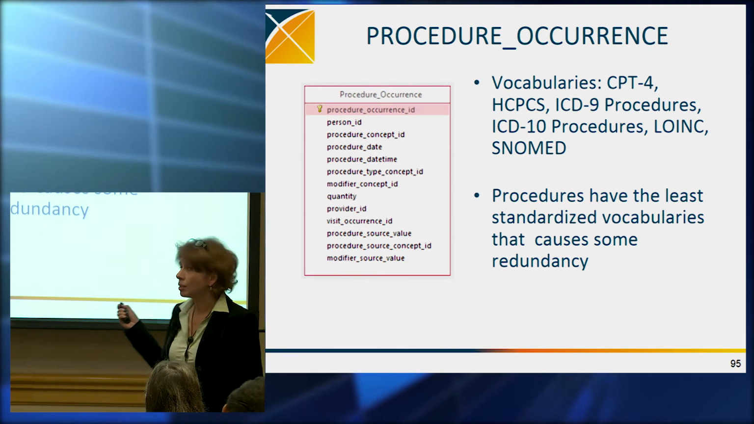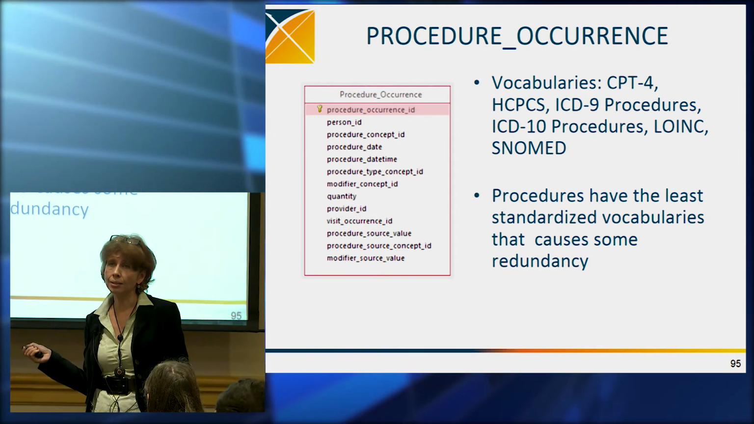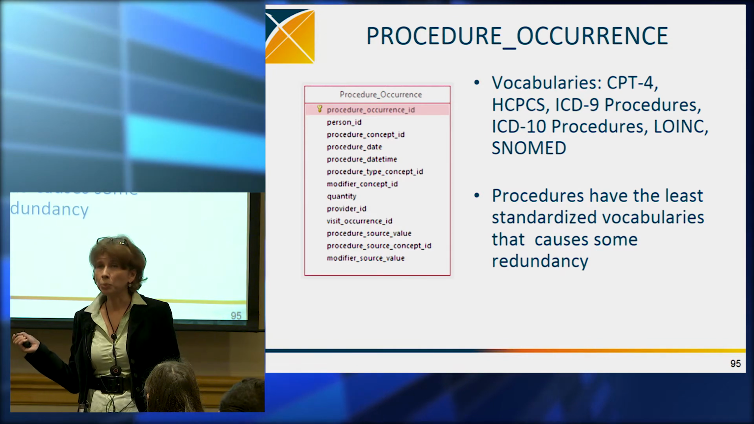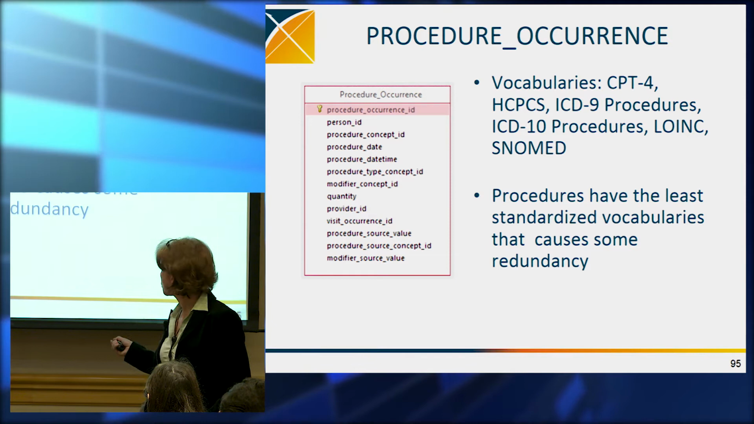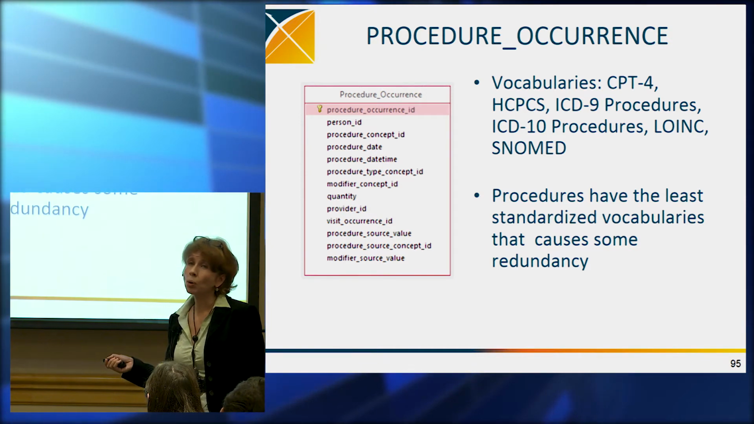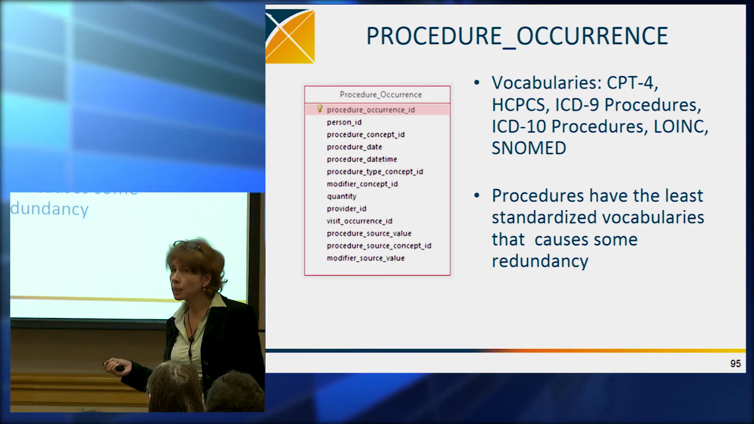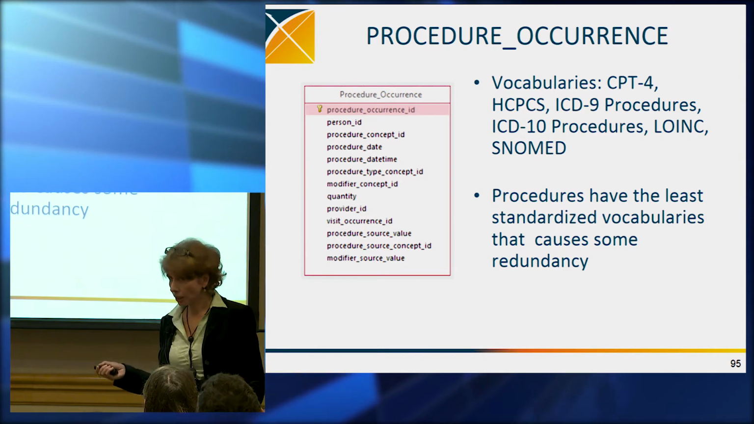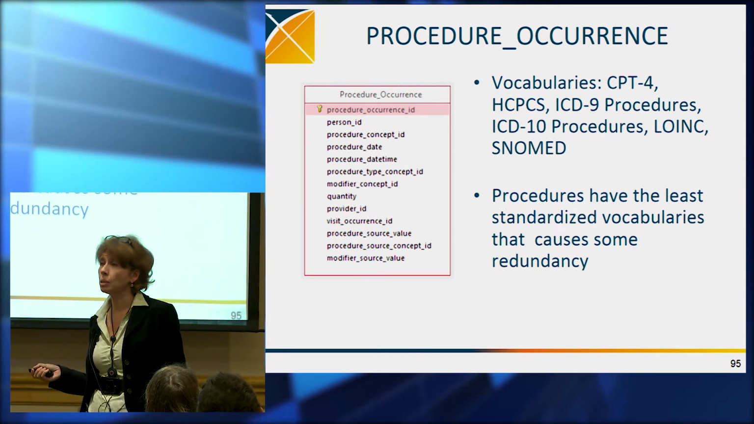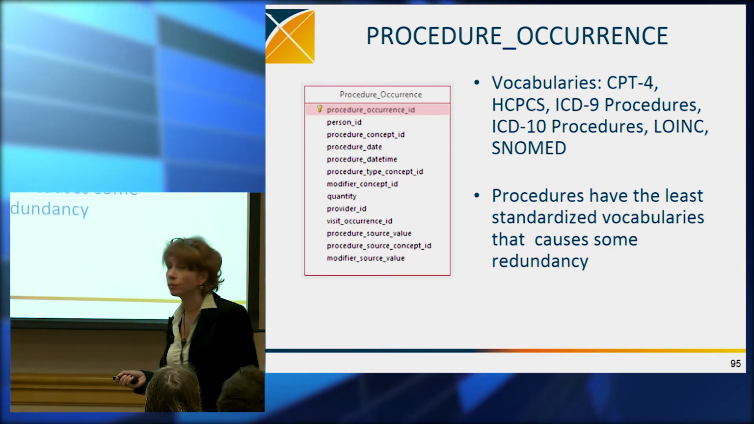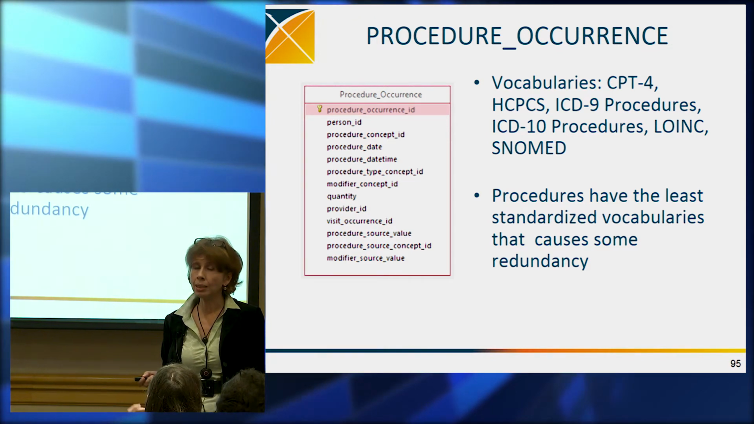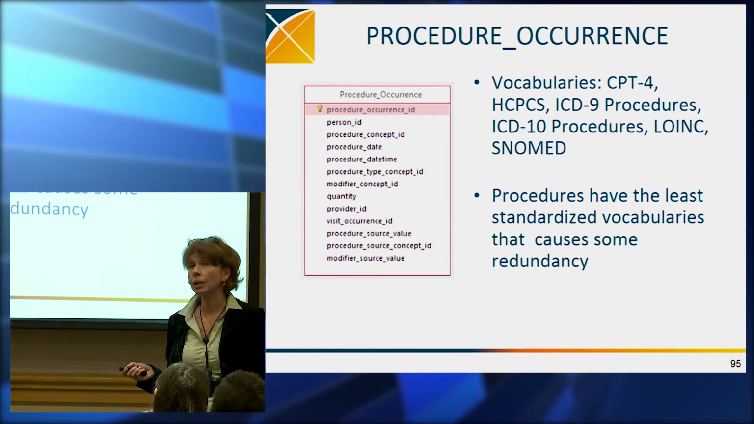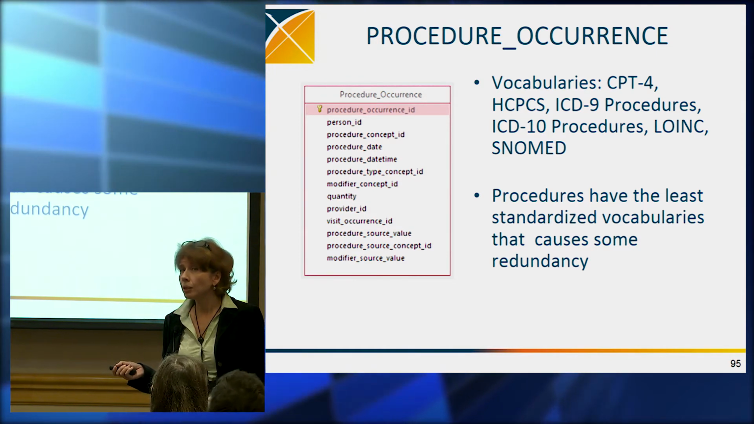Procedure occurrence. So this is all the procedures that have been performed for certain patients. This is probably the worst terminological domain because it's based on a mix of HCPCS, CPT4s, ICD procedure codes, and that's the reality we're dealing with.